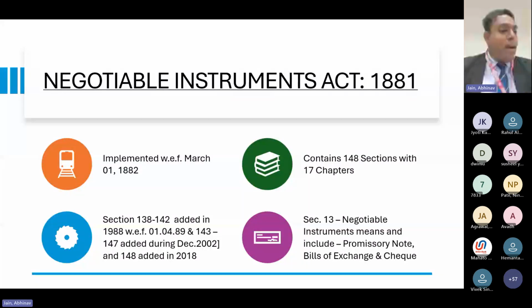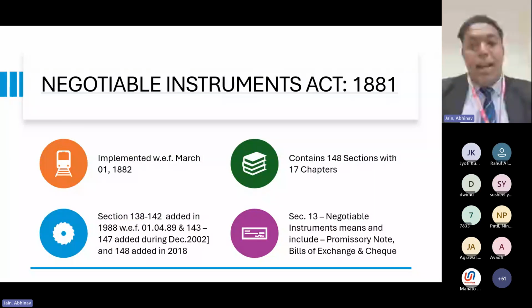Section 13 is one of the important sections, and there is a question in the examination. Negotiable instrument means and includes promissory note, bill of exchange, and check. So it might be asked in the exam that negotiable instrument includes promissory note, bill of exchange, and check. It is declared in which section? It is section 13 of the NI Act 1881.